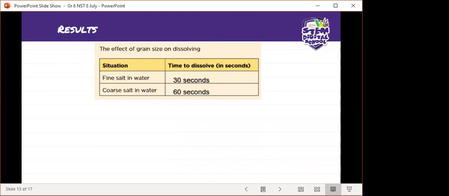Right, and here is our result table, and it shows that the fine salt in water took 30 seconds to dissolve, and the coarse salt took 60 seconds to dissolve. So that is almost double the time it took for the fine salt to dissolve. And I see Injuro saying that the fine salt will dissolve faster because coarse salt is too hard and rocky. All right, beautiful. And we have a question: what did we compare in this investigation? We can already see that the fine salt took less time than coarse salt to dissolve. But the question right now is, what did we compare in this investigation?